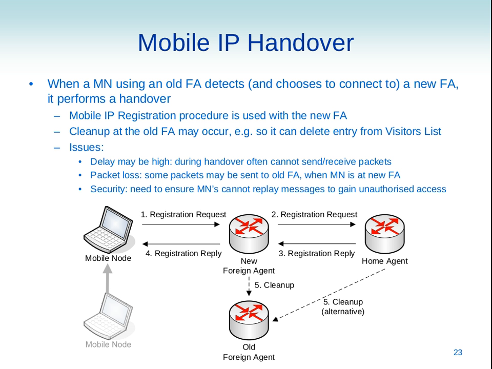We register via the new foreign agent. We tell the home agent where our new foreign agent is. The home agent would update its mobility binding table. I'd get a new care-of address. Potentially, there could be some cleanup to tell the old foreign agent that I've moved.